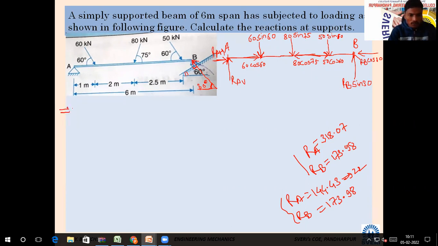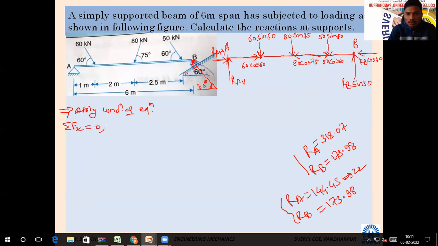So from here, I will start to write. Apply conditions of equilibrium. Which condition did you apply first? Apply conditions of equilibrium. The procedure is important. Summation Fx equal to 0. Tell me first what is that.